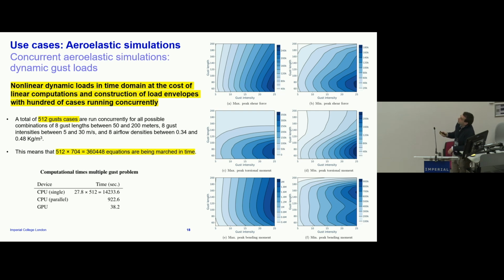Now, on the speeds, you can see on the CPU it is around 27 times 500. The CPU in parallel gets around 900 seconds. On the GPU, 38 seconds. For all these 500 cases, each of them is 700 ODEs. So you get over 300,000 equations that are being marched in time.